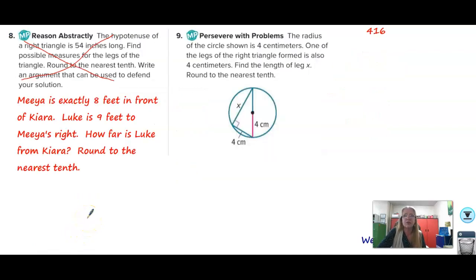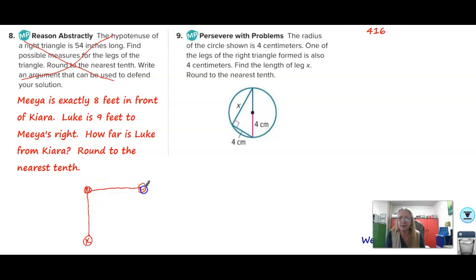All right, I did not include number 8 in the practice assignment. I have, however, substituted a problem that I want to at least set up with you so that you'll have an idea, because you'll see these more than once. What you do is you draw a thing, call it Mia. So this will be Mia, exactly 8 feet in front of Kiera. I'm going to draw a line and show Mia is exactly 8 feet in front of Kiera. There's Kiera. And Luke is 9 feet to Mia's right.